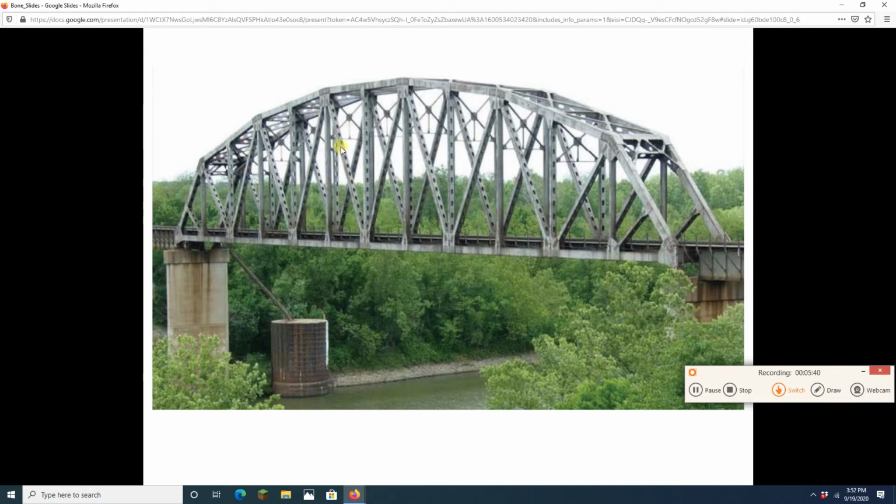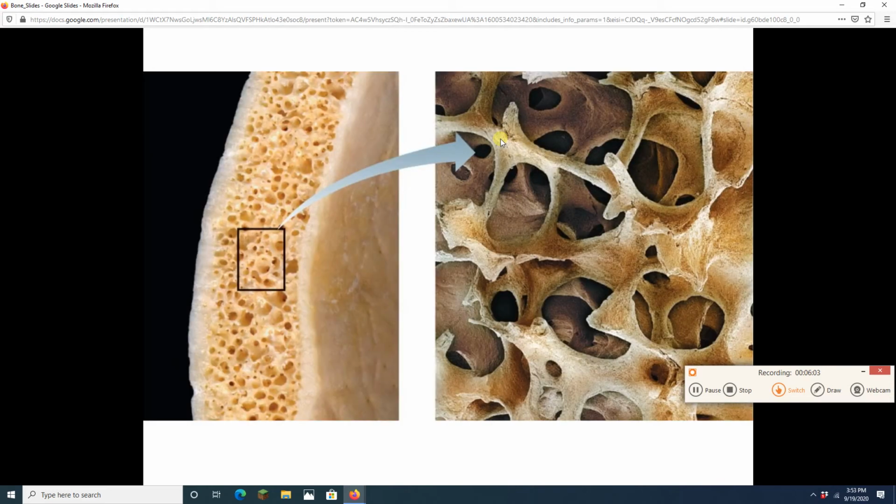Well, these connections are going to allow for a really good distribution of force. They're going to help maintain the proper tension and compression in the bone. Plus, by having just pieces here, we are limiting the amount of weight, and we are limiting the amount of materials and energy we have to spend. So spongy bone's pretty amazing.